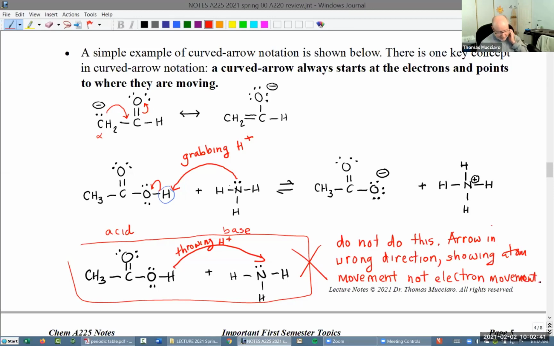So the point is that if we look at this, we don't want to do this, right? Because that's showing an atom moving. Actually, on this one, I'll just show you really quickly. This is resonance stabilized.